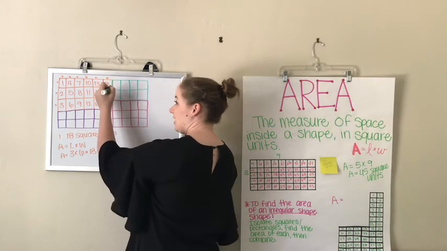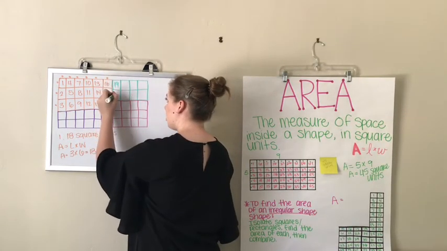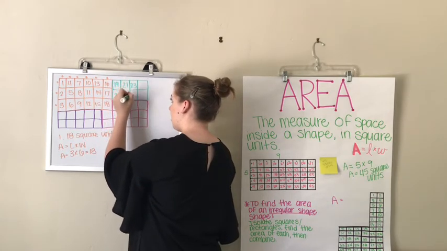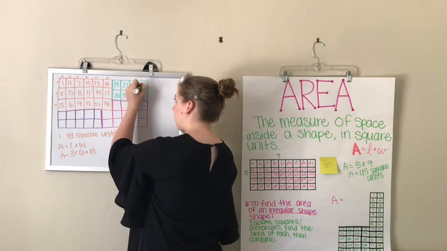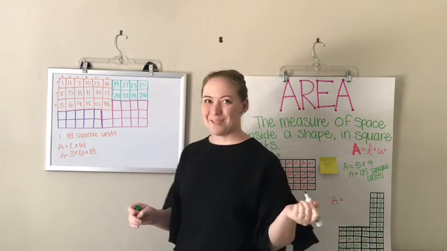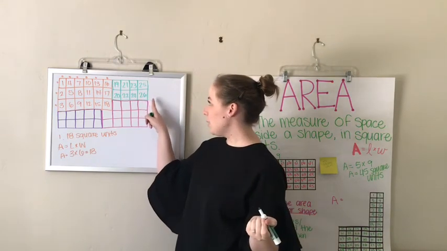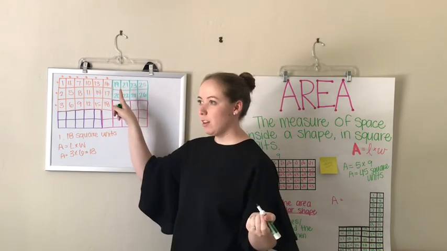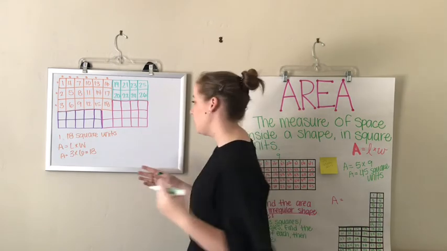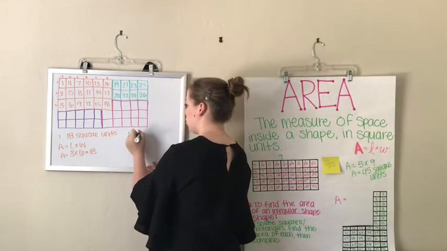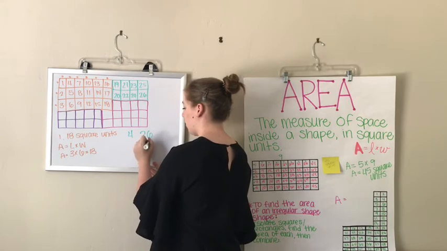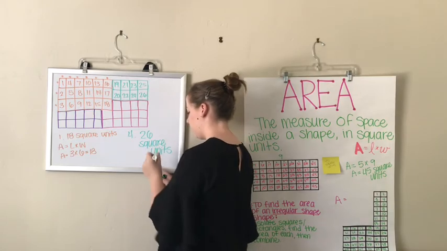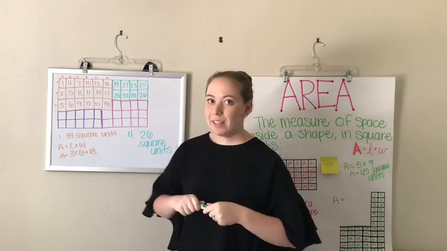All right, so let's count together then. Ready? 18, 19, 20, 21, 22, 23, 24, 25, 26. Awesome. Very cool. So now we know that the soccer field and the baseball field have a total of 26 square units. Let's write that out. 26 square units. All right, so that's one way that you can do it.